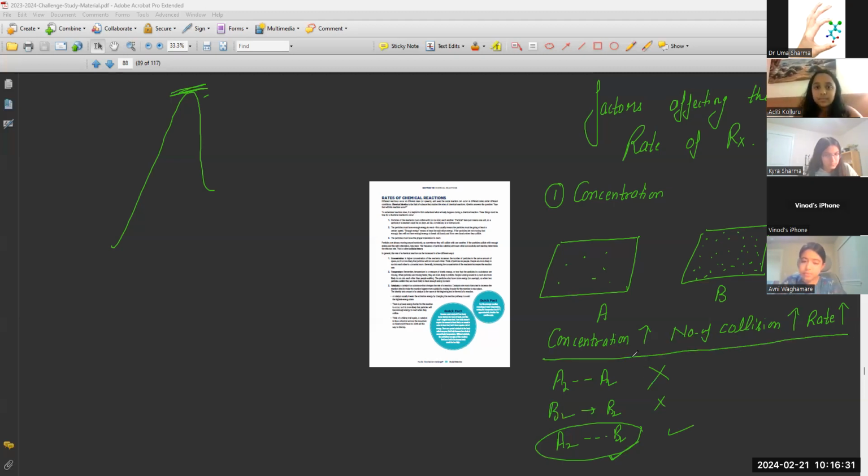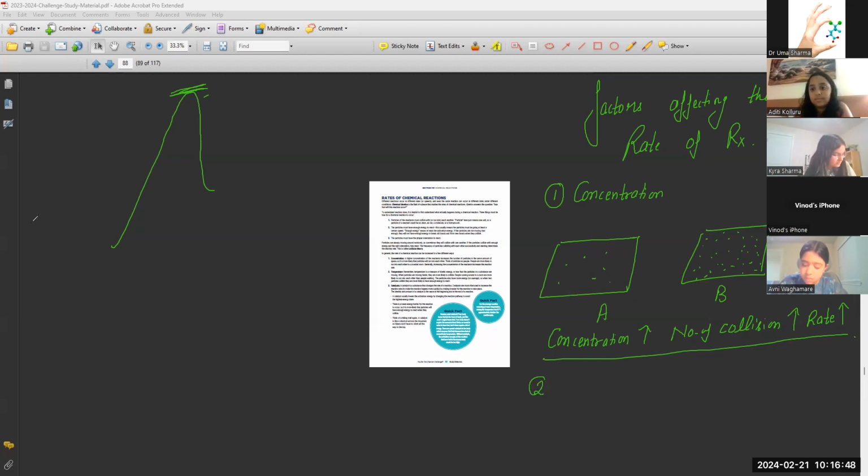Concentration, number of collisions, rate. Shall I clear this? So concentration is clear? Yeah. Okay. Now I'm coming on the next factor, temperature.